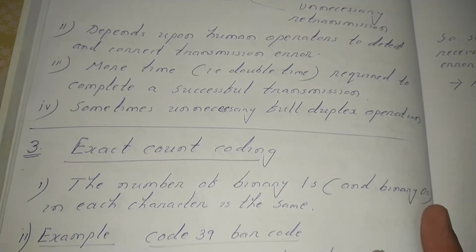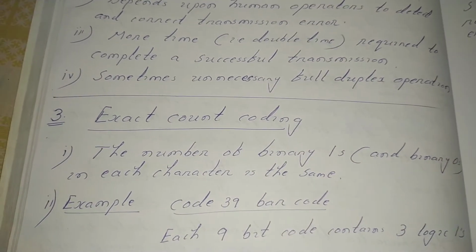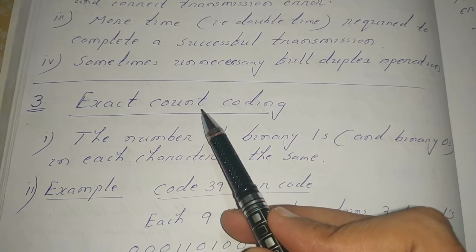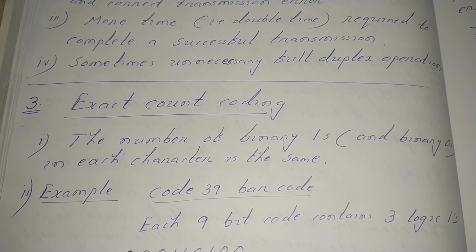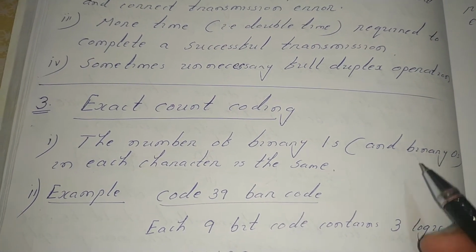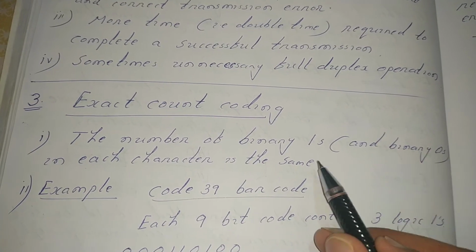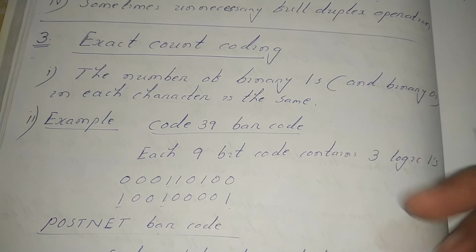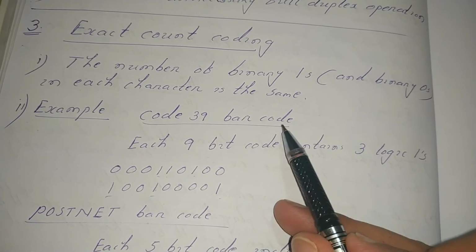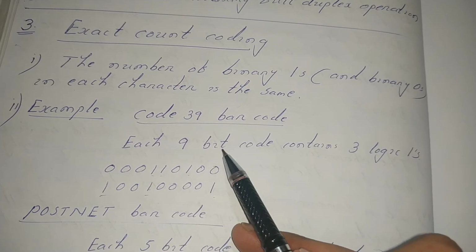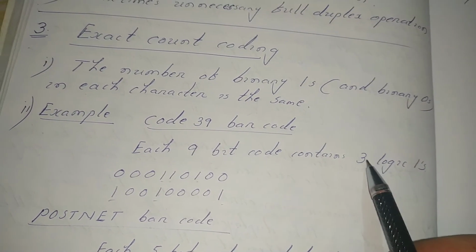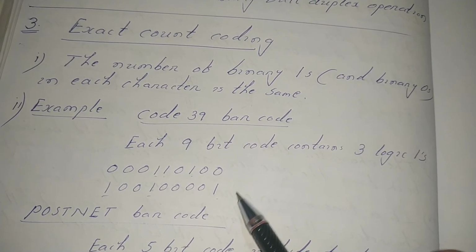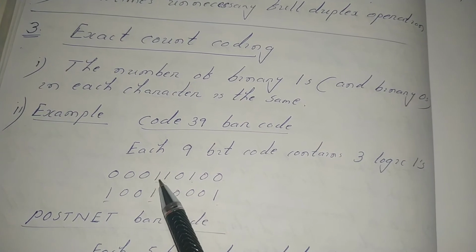Okay, next we will go to the third error detection technique, that is exact count coding. As the name suggests, exact count, here we are counting the exact number of zeros and ones. Okay, the number of binary ones and binary zeros in each character is the same. Suppose, for example, take the code 39 barcode. In code 39 barcode, each character code contains 9 bits. So among 9 bits, 3 ones are present. So to represent each and every character, whatever the code you are using, 3 ones should be there.